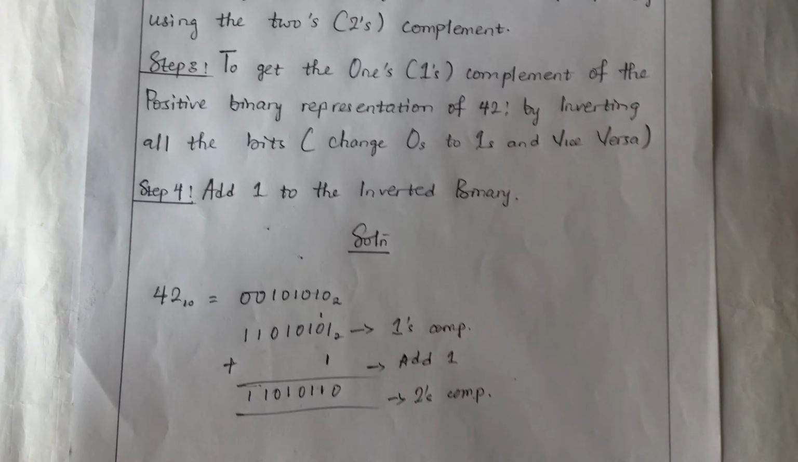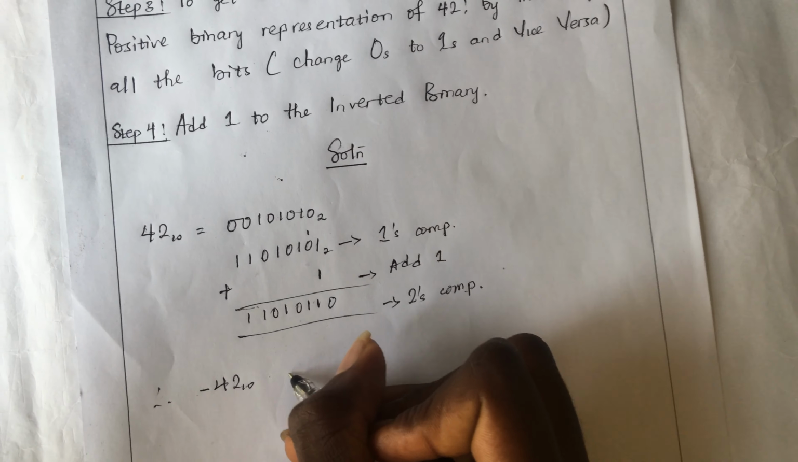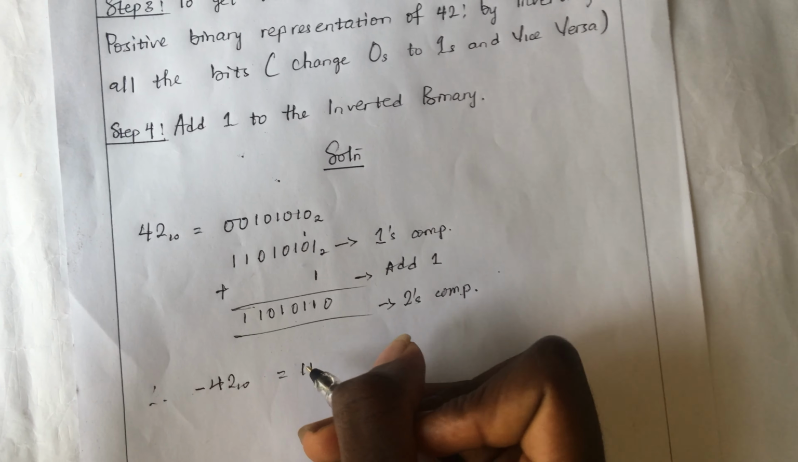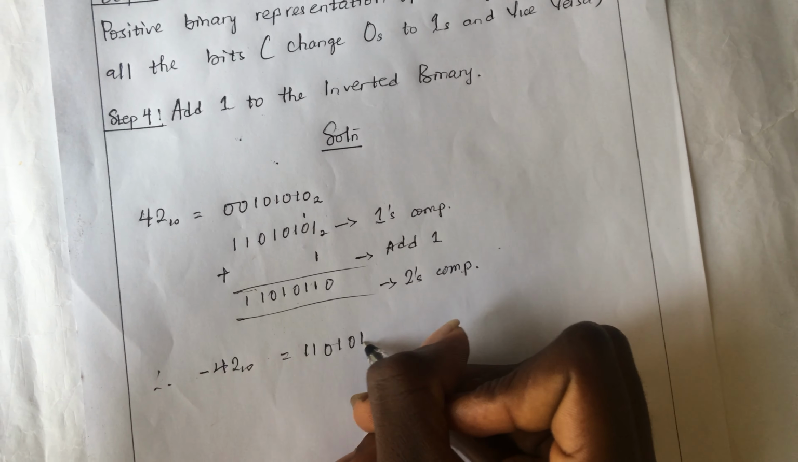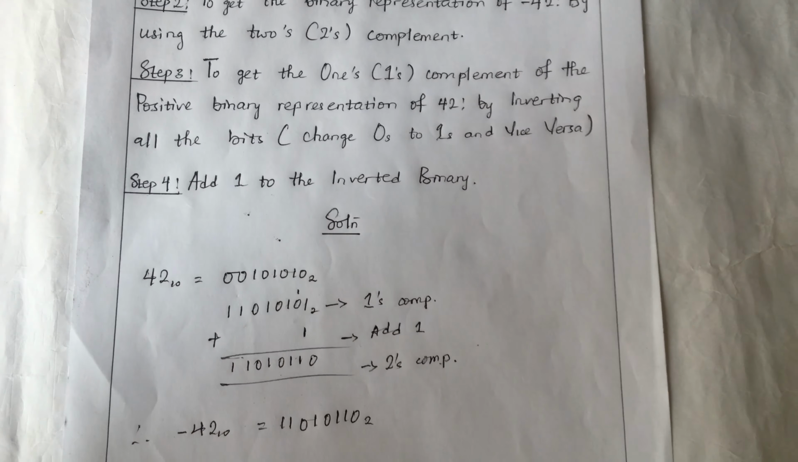So, therefore, negative 42 base 10 is equivalent to 11010110 base 2.